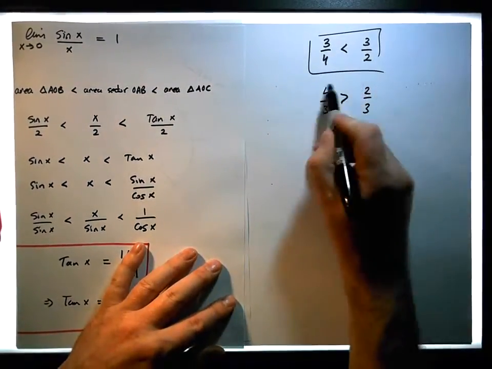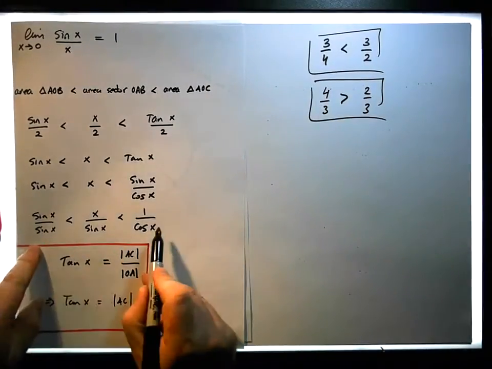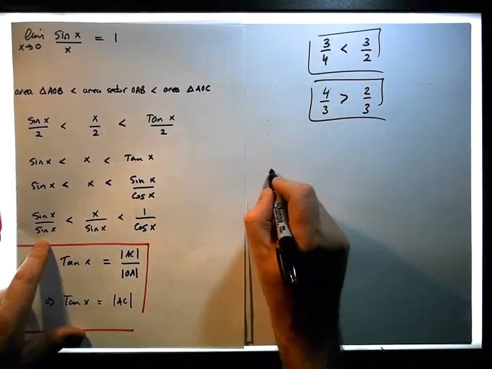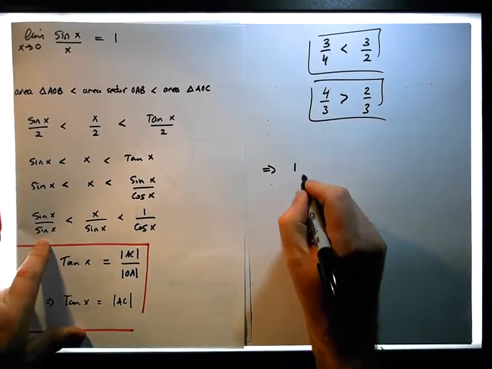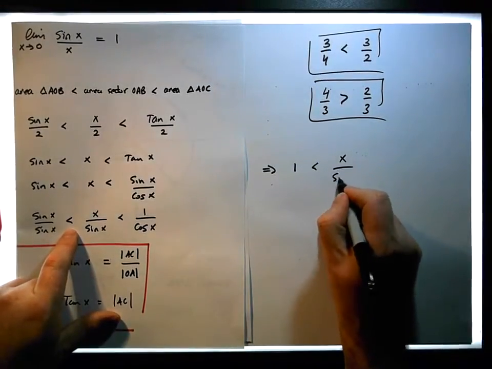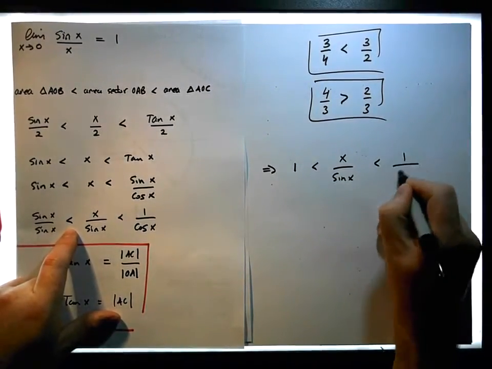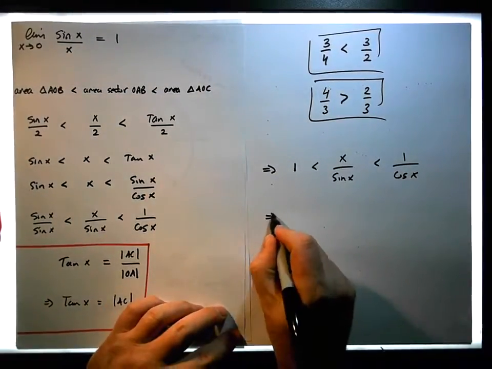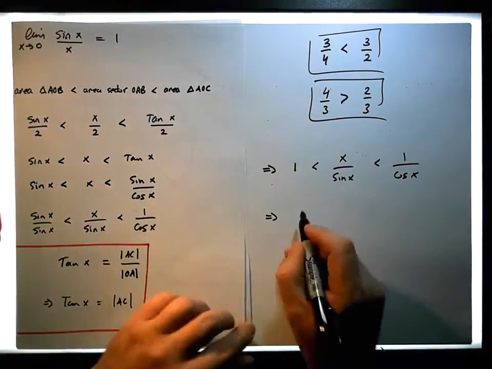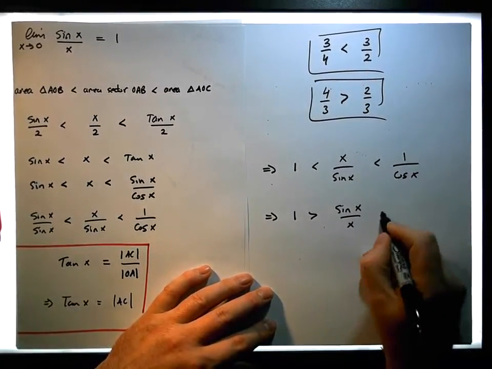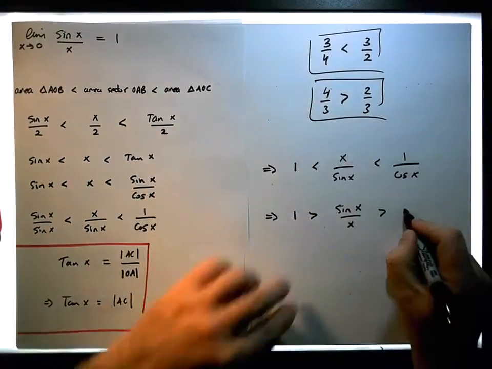So what we can actually do now is flip across. Don't forget, sine x over sine x is just 1. So this implies that 1 is less than x over sine x, which is less than 1 over cos x. And now if we invert, 1 over 1 is just 1 over 1. 1 must be greater than sine x over x, which must be greater than cos x.